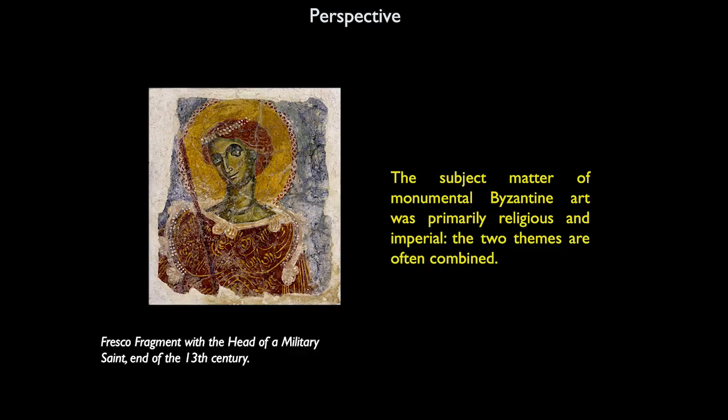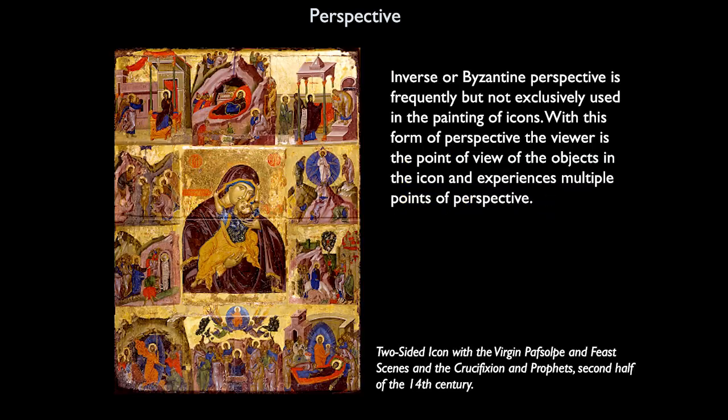So the subject matter of monumental Byzantine art was primarily religious and imperial, and the two themes are often combined. These preoccupations are partly a result of the pious and autocratic nature of Byzantine society, and partly a result of its economic structure. The wealth of the empire was essentially concentrated in the hands of the church and the imperial office, which therefore had the greatest opportunity to undertake monumental artistic commissions.